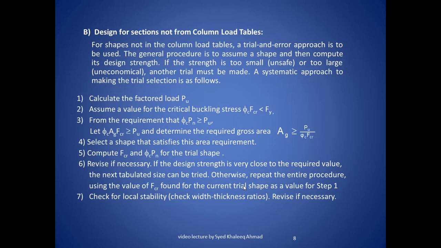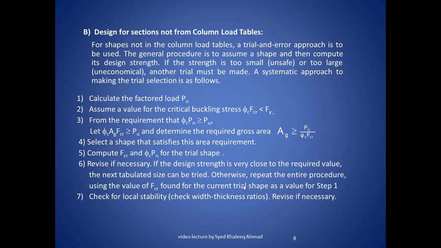Now you will find sometimes that the sections are not available in the AISC tables. So in that case, if you are doing the design for sections which are not from column load tables, what you have to do, we will discuss here. So for shapes not in the column load tables, because as I mentioned, these are some limited shapes and the limited value of Fy, a trial and error approach is to be used, as you have seen in the other chapters of tension member or beam design.